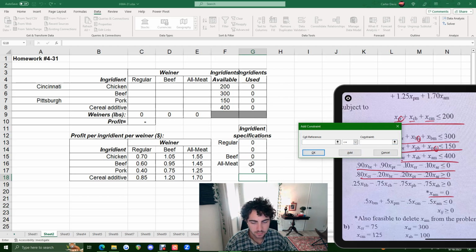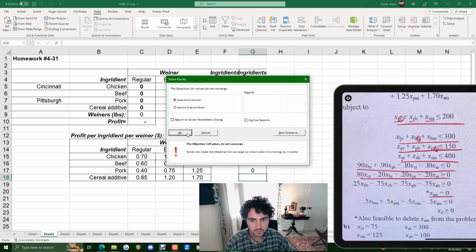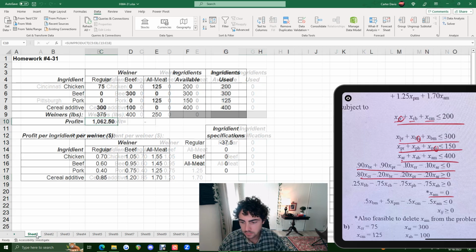And then all meat is this one, and so it's equal to 0. And then the last one, we have this one is less than or equal to 0. So this one less than or equal to 0. And then we are done with that. We do Simplex, hit Solve, hit OK. I think I missed something. I don't know what I missed. I tried my best, I promise.